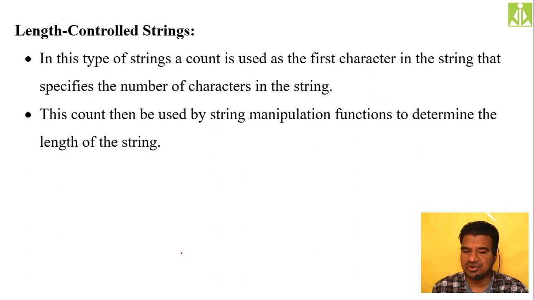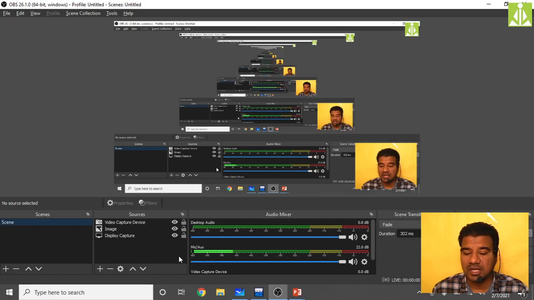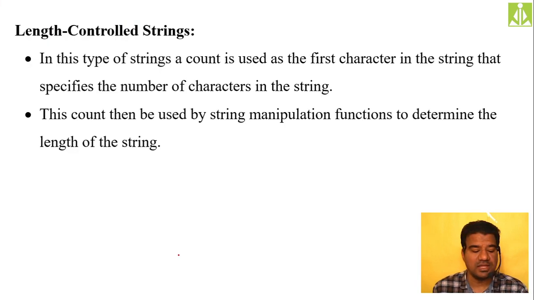And in delimited strings, as the last character, we are storing a special character that will be treated like a delimiter, and with the help of the delimiter only, the compiler will conclude the reading process. When it reads the delimiter, the compiler automatically will stop the reading process.